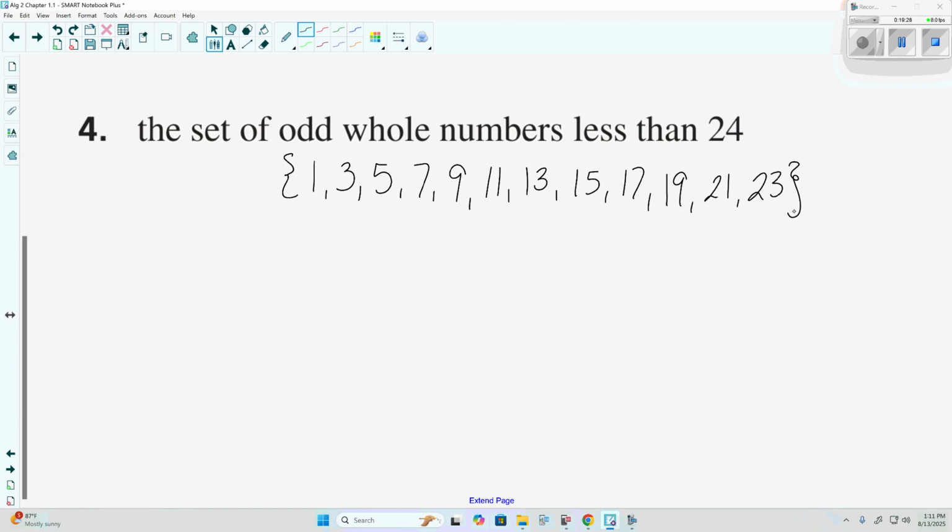And that's it, because it's just odd whole numbers. Whole numbers are 0 and greater. 0 is even, so we have to start at 1, and then we're just going up by 2. And 23 is the last odd whole number that is still less than 24.